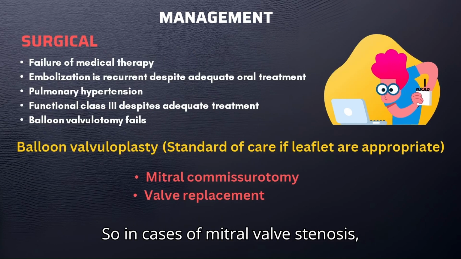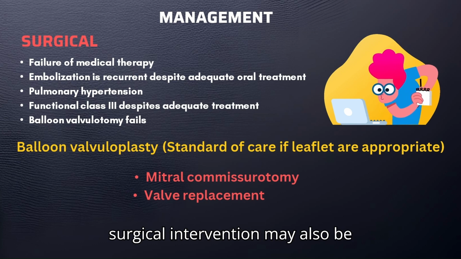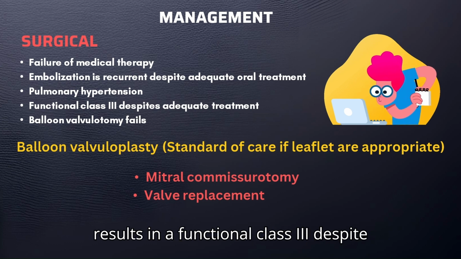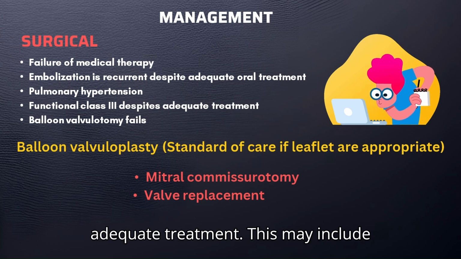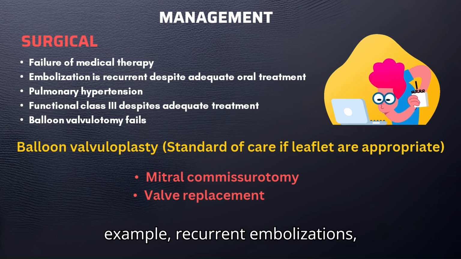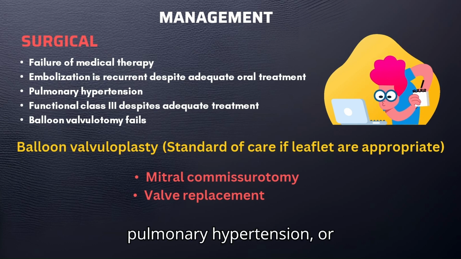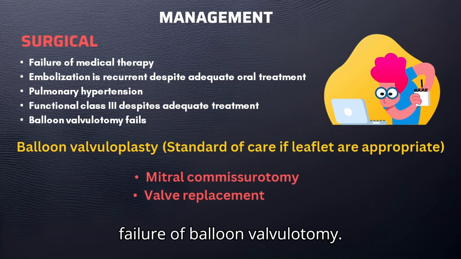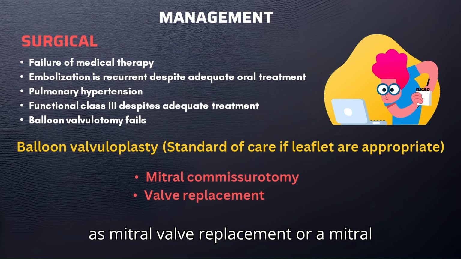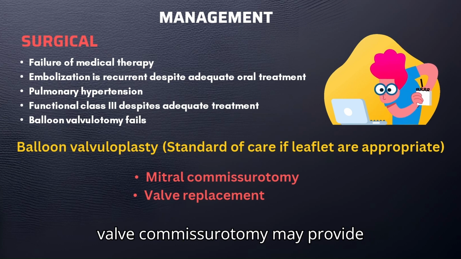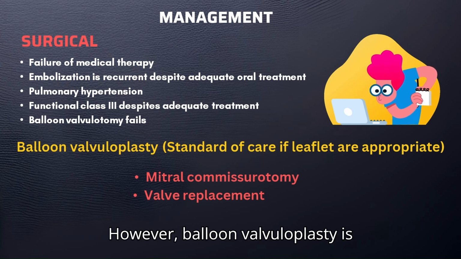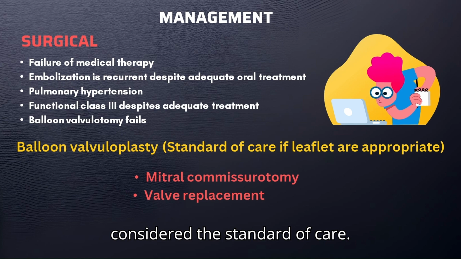So in cases of mitral valve stenosis, surgical intervention may also be necessary if medical therapy is ineffective, and especially if this results in a functional class 3 despite adequate treatment. This may include situations where patients experience, for example, recurrent embolizations, pulmonary hypertension, or failure of balloon valvulotomy. In these scenarios, surgical options such as mitral valve replacement or a mitral valve commissurotomy may provide effective relief from symptoms. However, balloon valvuloplasty is considered the standard of care.